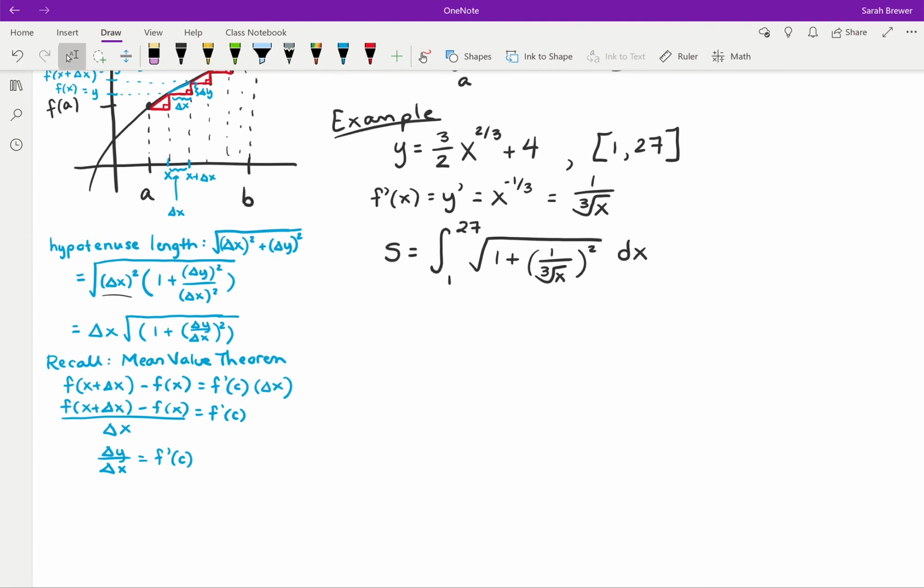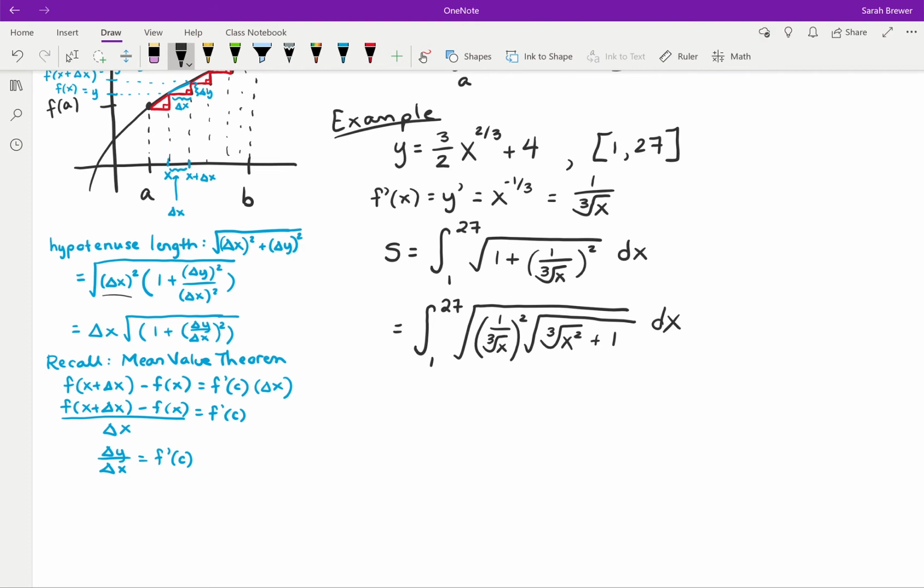So what I'm going to do is factor out 1 over the cube root of x squared. So we're looking at the integral from 1 to 27. Eventually I'll just go ahead and pull this thing out of the radical, but for now I'll leave it in there. So 1 over cube root of x squared. And when we do that, under the radical, we're left with the cube root of x squared plus 1.